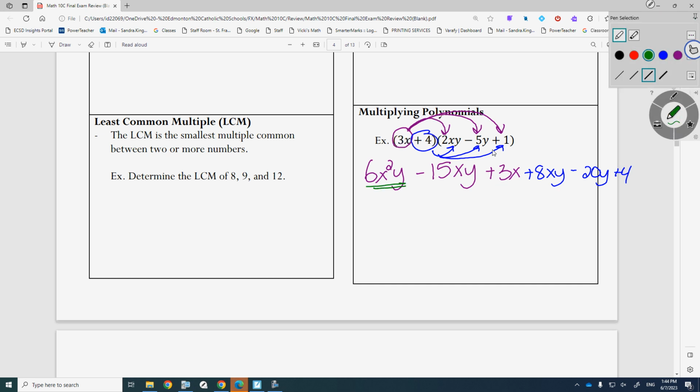Then put your like terms together. So see if there's any other x squareds y, and there's not. So if there's not, bring that down. Okay. Then check if there's any other xy's that would go together, and there is. So there's negative 15 plus 8. So you type in negative 15 plus 8, and you'd get negative 7xy. So those two terms would go together. There's no other x's, so bring down that 3x. There's no other y's, bring down the y, and bring down your constant. Okay, so that's what you would get for that guy.